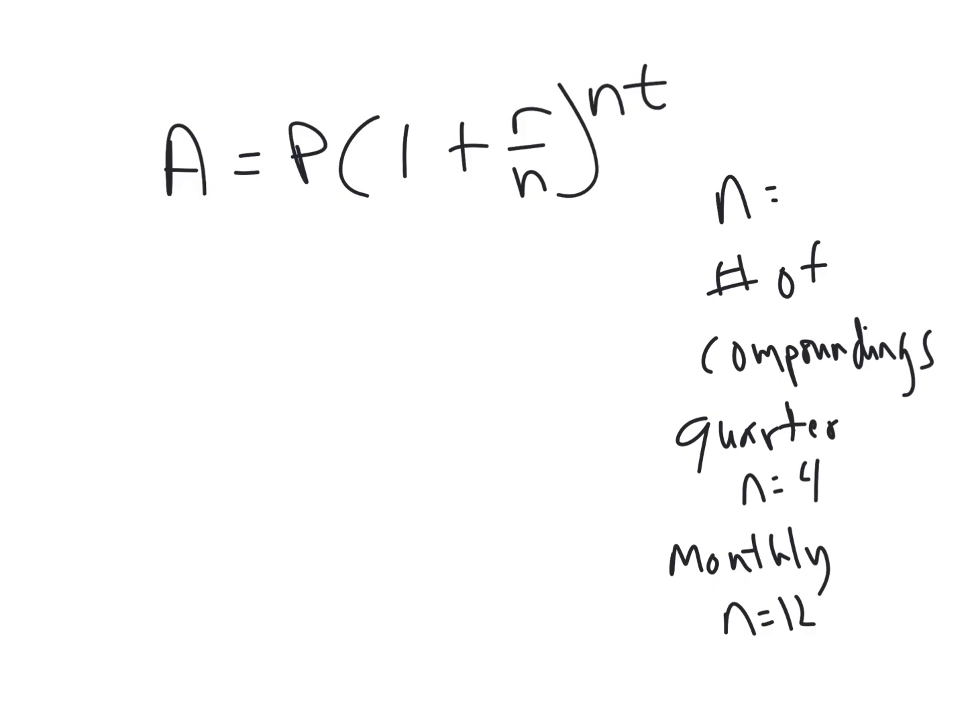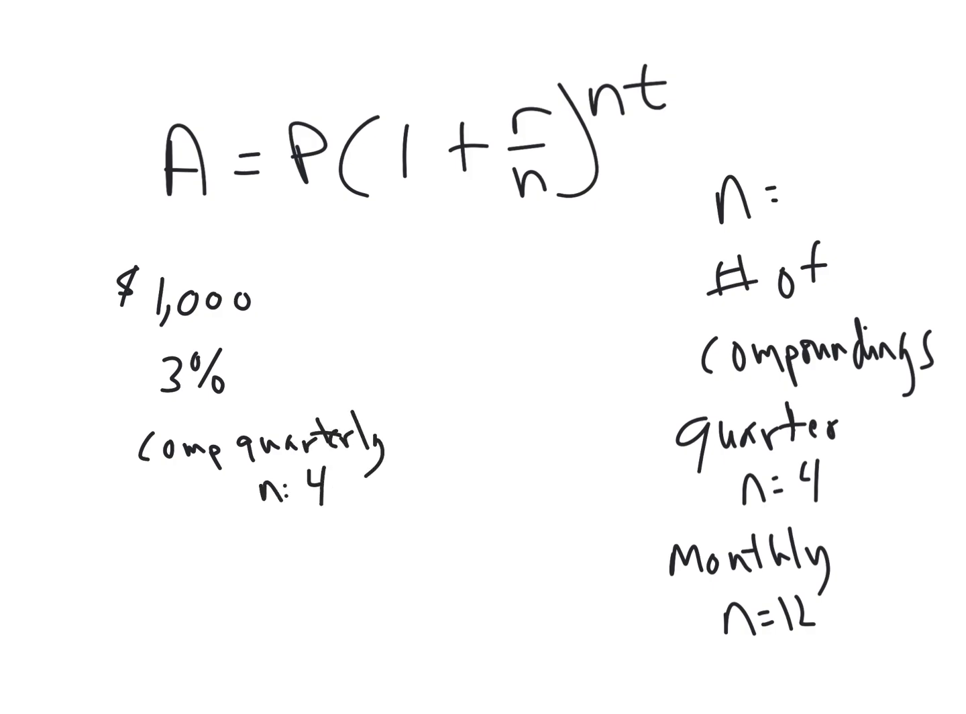At the end of each of those periods, the interest would go in, and so we earn a little bit more money. Not a lot, but a little bit more. And again, I told you before, it takes money to make money. So the more money I have to start with, the more money I'm going to make on interest. So let's say I have $1,000 and I'm going to earn 3%, and it's going to compound quarterly, which means that n is going to be 4. And then let's say I want to know what the account is in 5 years.